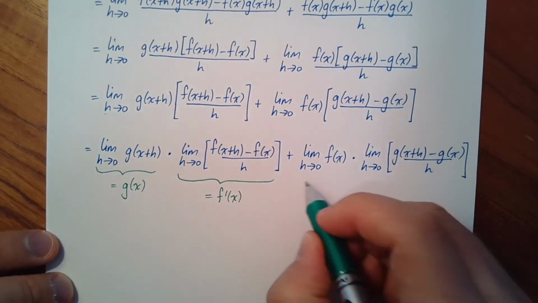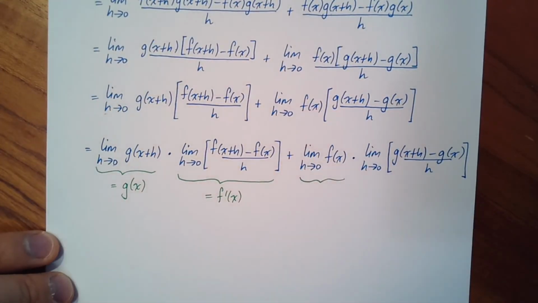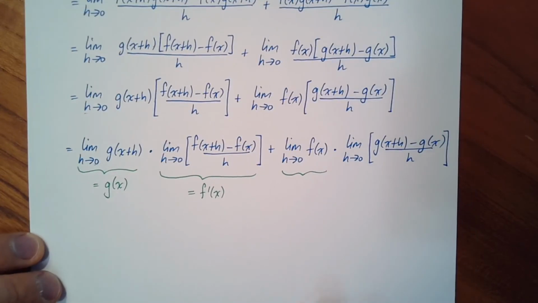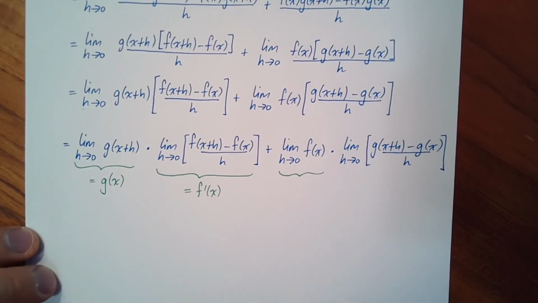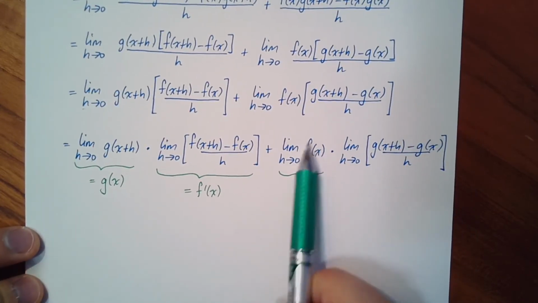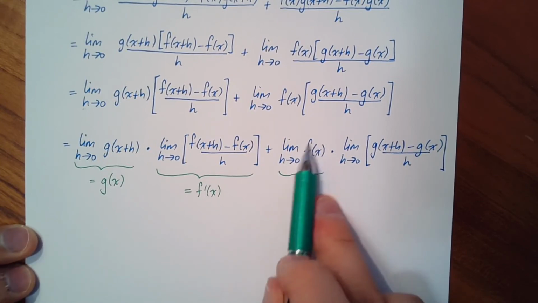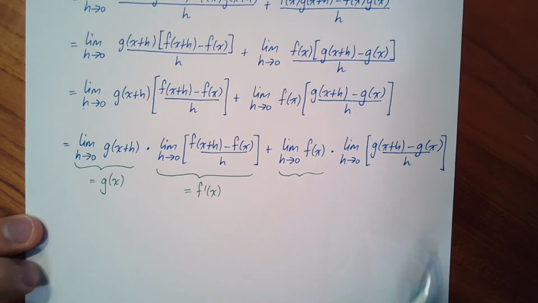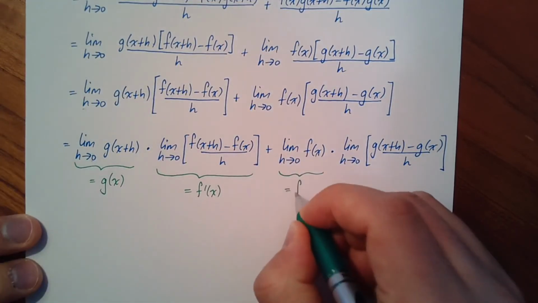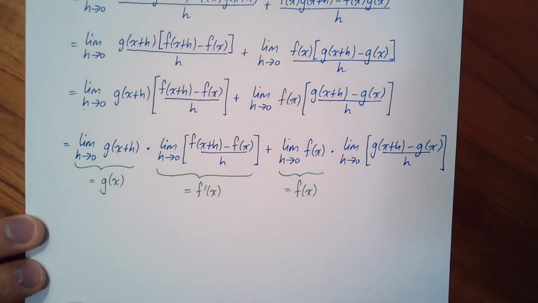Okay, and then what about this one? Limit as h goes to 0 of f of x. Well, what's happening as h goes to 0? Well, there's no h here. This is completely independent of h, so it might as well be constant. So you should treat it exactly how you would treat a constant expression. The limit of a constant is just going to be that constant. In other words, it's just going to be f of x.